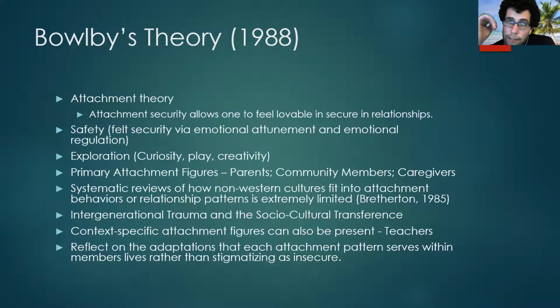There are some systematic reviews of non-Western cultures and how they fit, or don't quite fit, into the attachment and relationship patterns that we know from Ainsworth and Bowlby's research. It's very limited from what I've been able to read so far, but with that comes the idea that Bowlby even talks about the intergenerational effects of attachment. So I think it helps to be considerate of intergenerational trauma, whether that be racial trauma within the US or other cultural factors that could transfer insecure attachments.